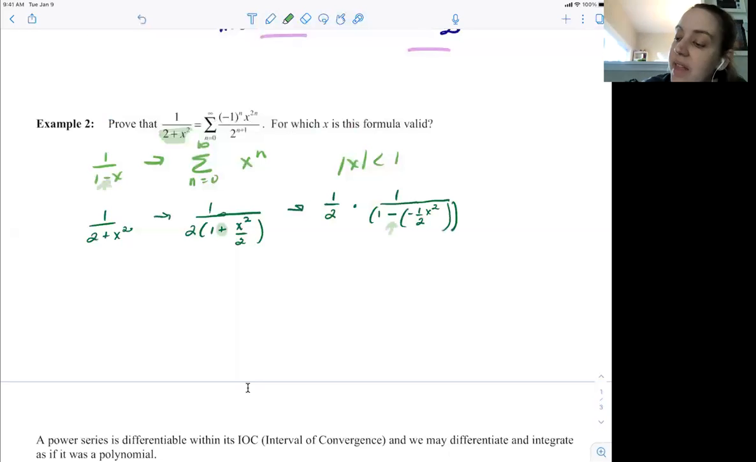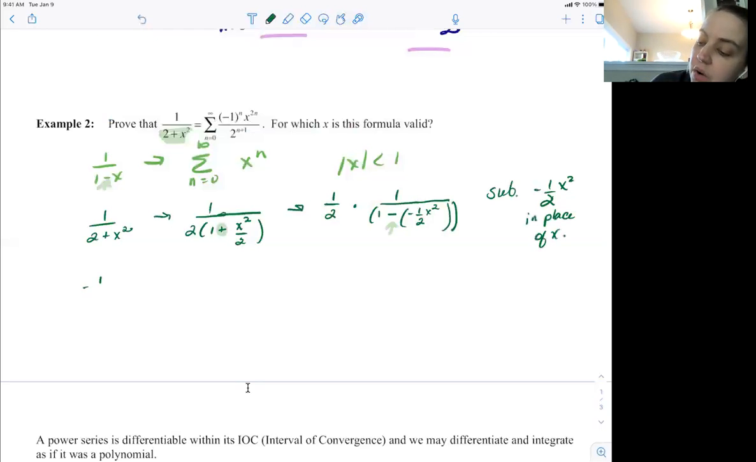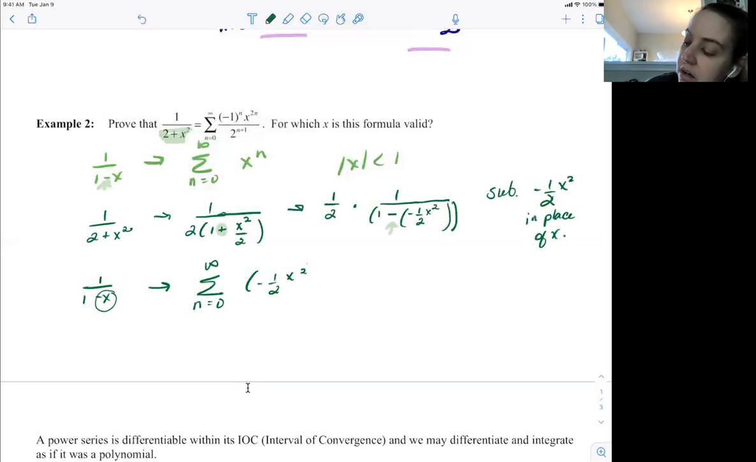Okay. So then we have to substitute negative 1/2 x squared in place of x. So this would be 1 over 1 minus x, right? In place of this x, we're putting that negative 1/2 x squared. So series n equals 0 to infinity, negative 1/2 x squared to the n.